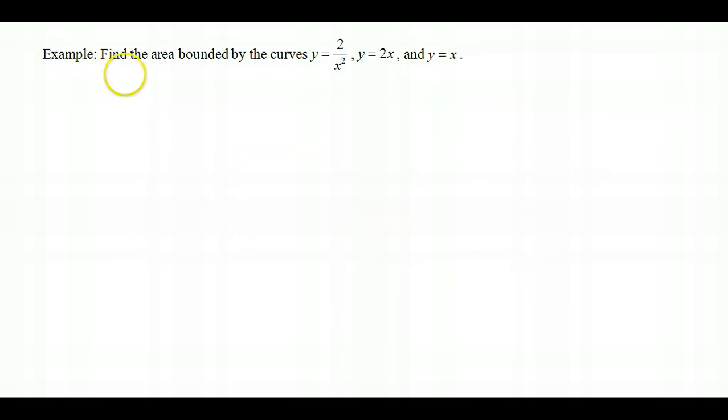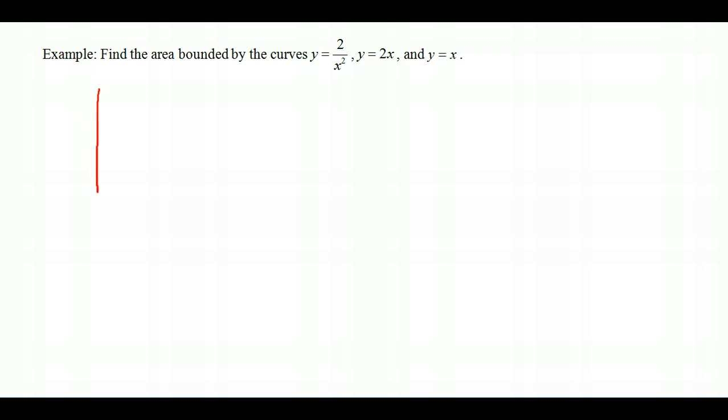Alright, in this next example, find the area bounded by the curves y equals 2 over x squared, y equals 2x, and y equals x. So this is a loaded question here because first the question is asking you to know the graphs of 2 over x squared, 2x, and x. We also don't have any limits of integration here, so we're going to have to find the points of intersection. So let's go ahead and draw ourselves a sketch of what's going on.